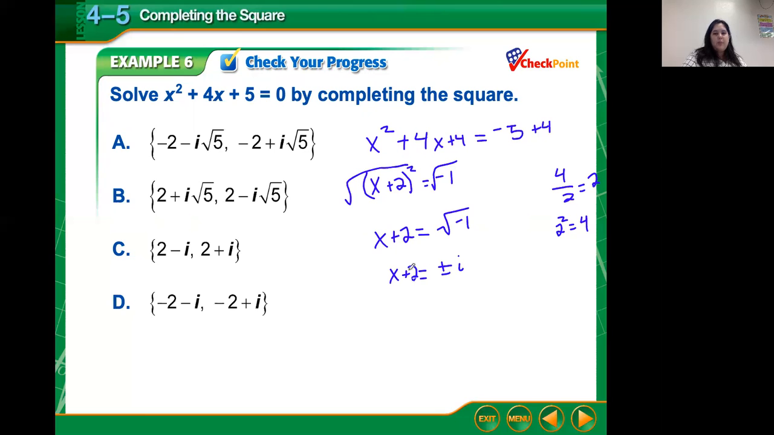Oh, I forgot my 2. And then we're going to subtract 2 from both sides. And we get x equals negative 2 plus or minus i. And when we separate those into two equations, we get negative 2 minus i and negative 2 plus i, which is our answer choice of D.